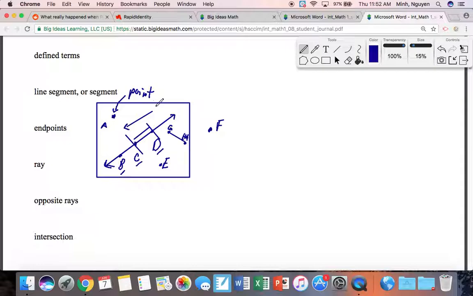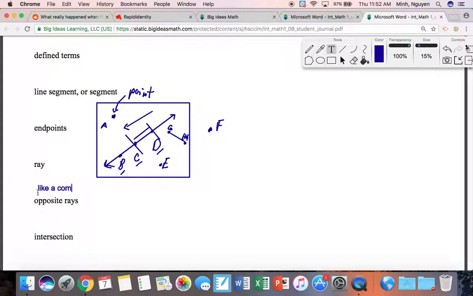It could be to the left. It could be to the right. It could be up. It could be down. It could be diagonal, whatever. It only continues forever in one direction. Like a combination of segment and line. It goes on forever, but only in one direction.